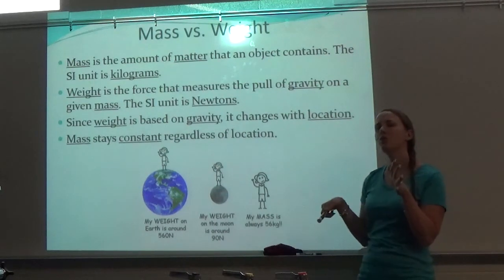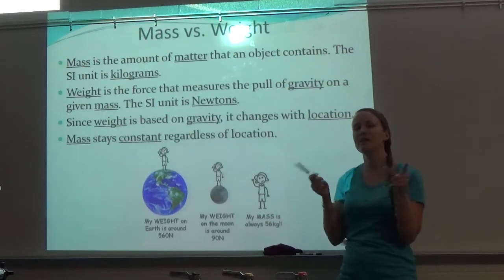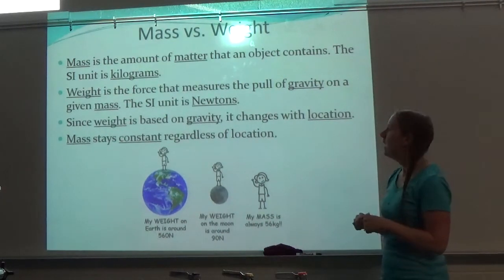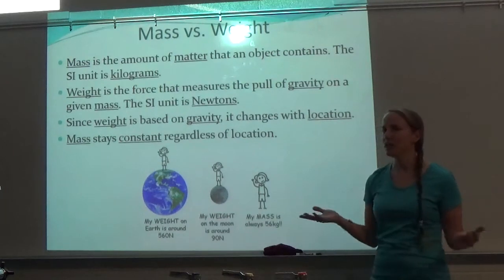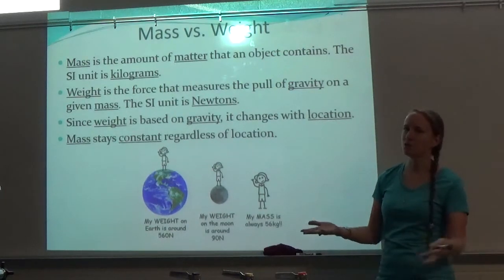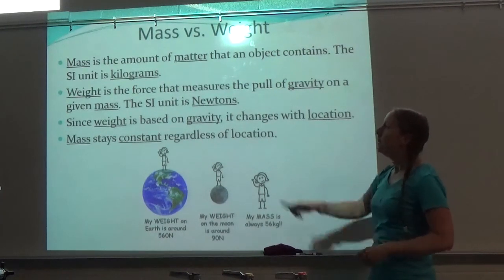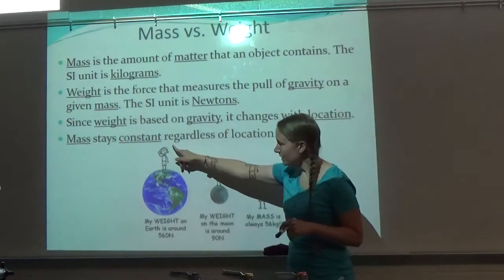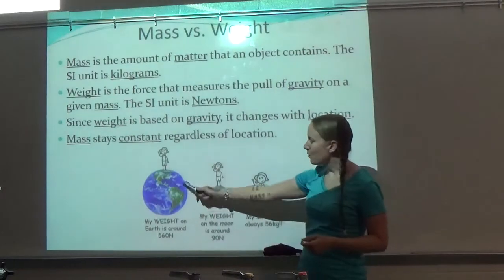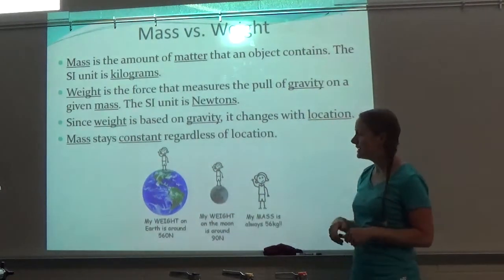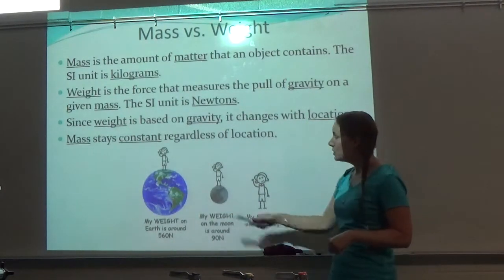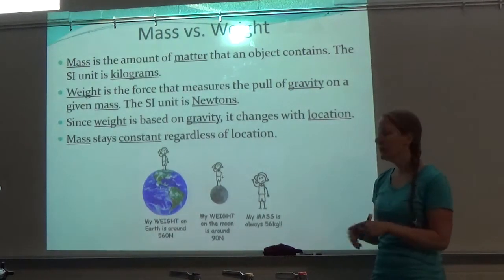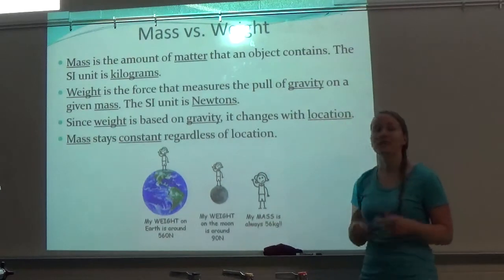And by that I mean location with a different gravity. I don't mean if you weigh yourself at school and then go home and weigh yourself, it's going to be much different. It may be slightly different because of variations in the scale, but the gravitational field should be the same at your house. Mass stays constant regardless of location. So here's an example. There's a girl on Earth. She said, my weight on Earth is 560 newtons. When she goes to the moon, which has about 1/6 the gravity of Earth, now her weight is only 90 newtons.